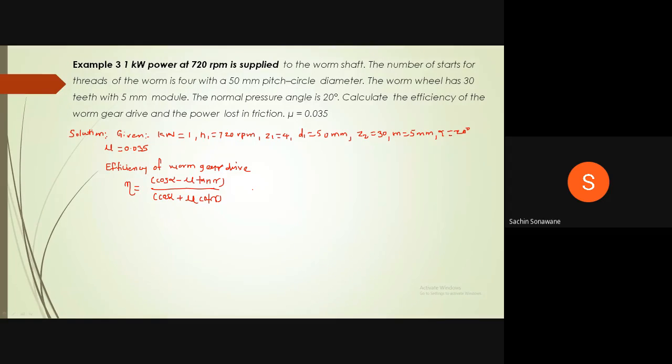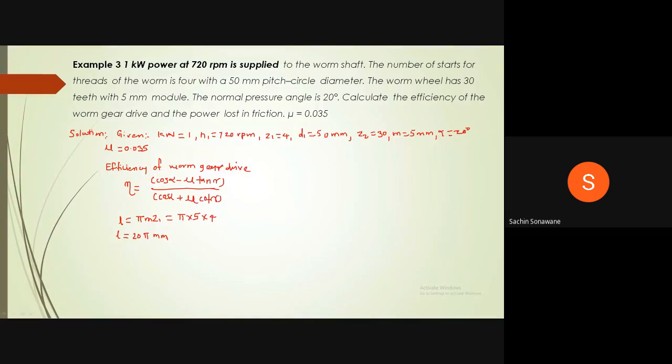Therefore, to find out gamma, that is tan gamma, we must know the lead. Therefore, L is equal to lead of the worm, which is equal to pi m z1, which is equal to pi into 5 into z1 equal to 4. Therefore, what is the lead? 20 into 3.14, or we will write down 20 pi mm.